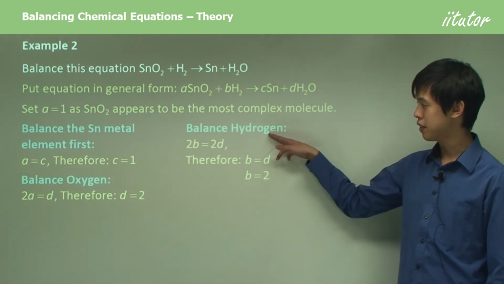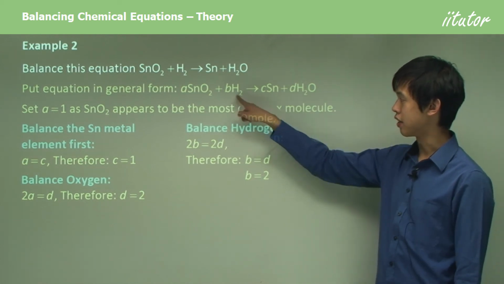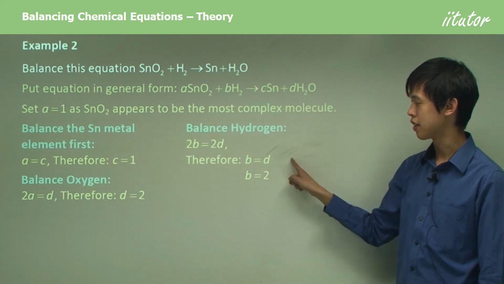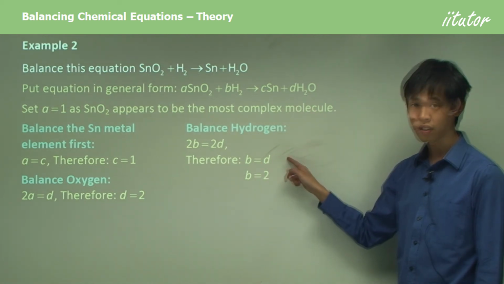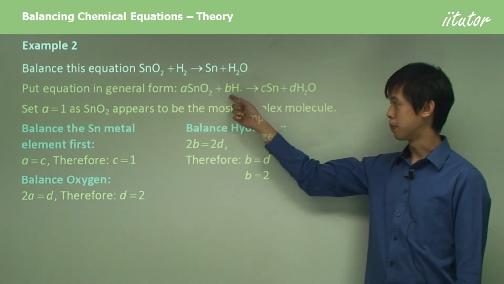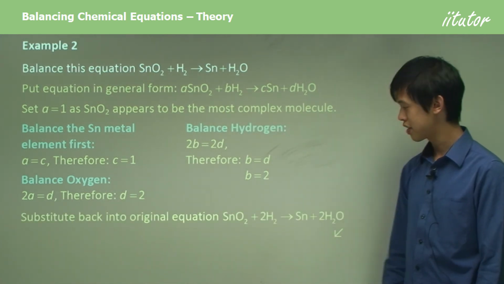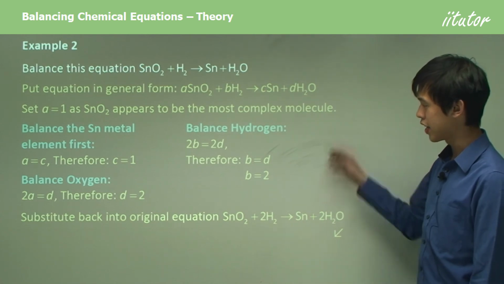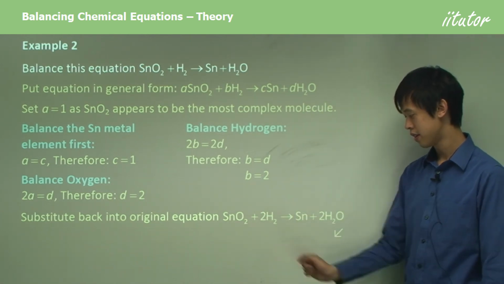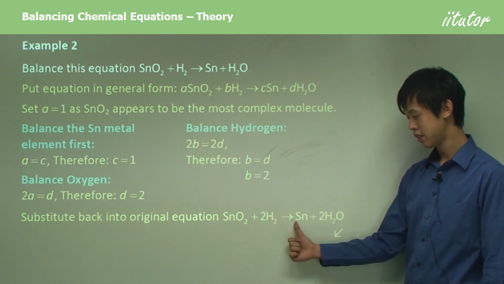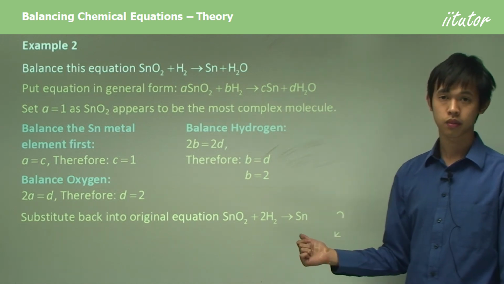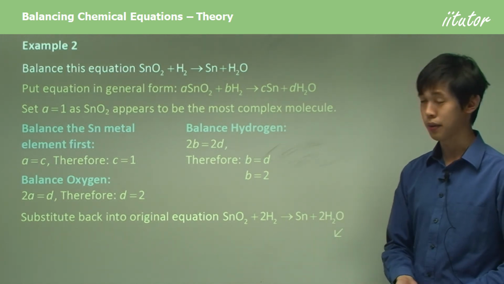We balance for hydrogen. There are 2B on the left-hand side, and there are 2D on the right-hand side. So we know that B equals D, if we just cancel the 2's. So B equals 2 as well. Then we just substitute back into the original equation. A equals 1, B equals 2, C equals 1, and D equals 2. And that is how we balance equations.